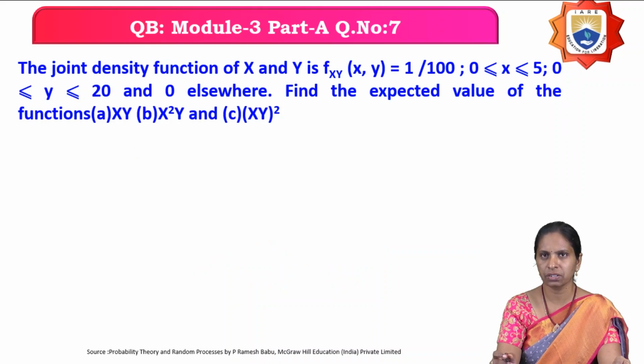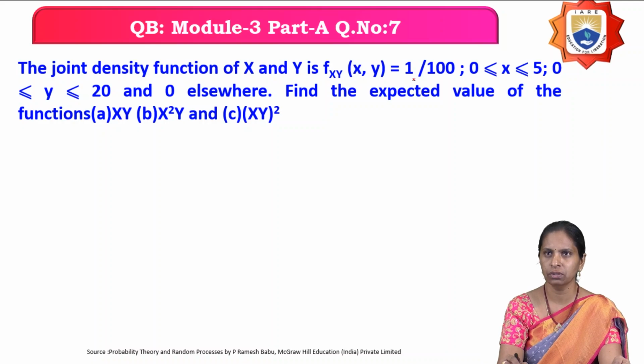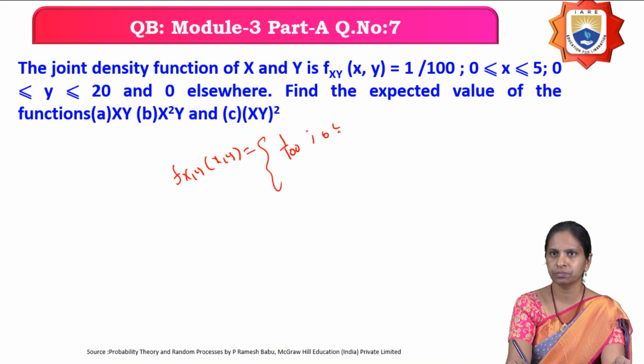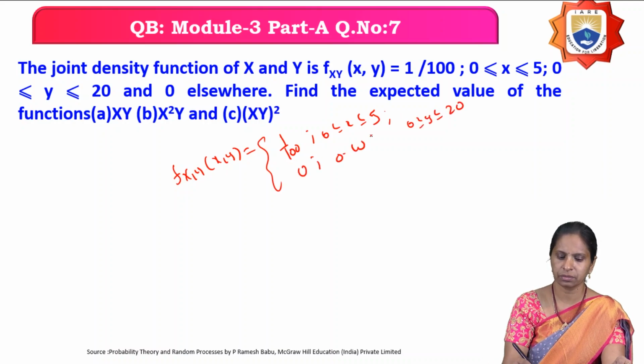The joint density function of the random variables X and Y is f_XY(x, y) equals 1 by 100 when x is from 0 to 5 and y is from 0 to 20, and is 0 elsewhere. Find the expected value of the functions XY, X squared Y and (XY) whole squared. So what is given here? They have given the joint density function of two random variables, which is 1 by 100 when x is from 0 to 5 and y is from 0 to 20, and it is 0 otherwise.